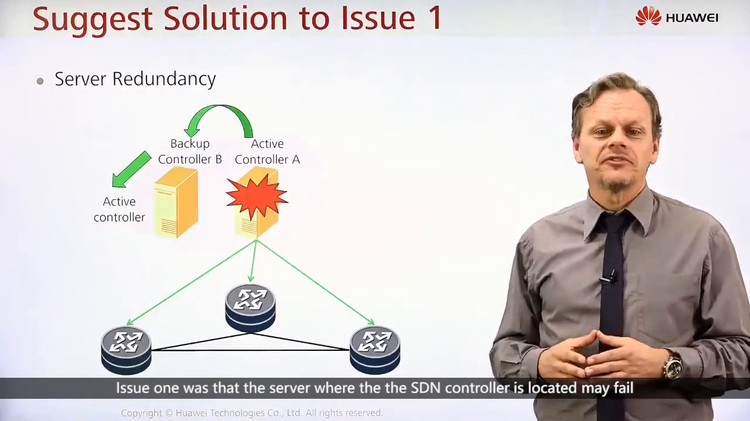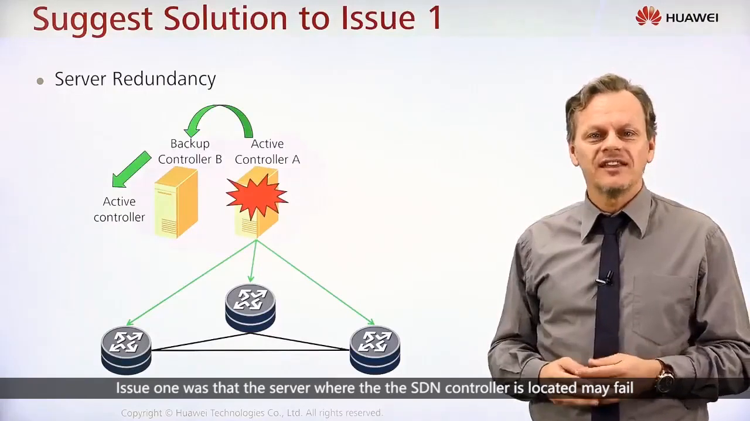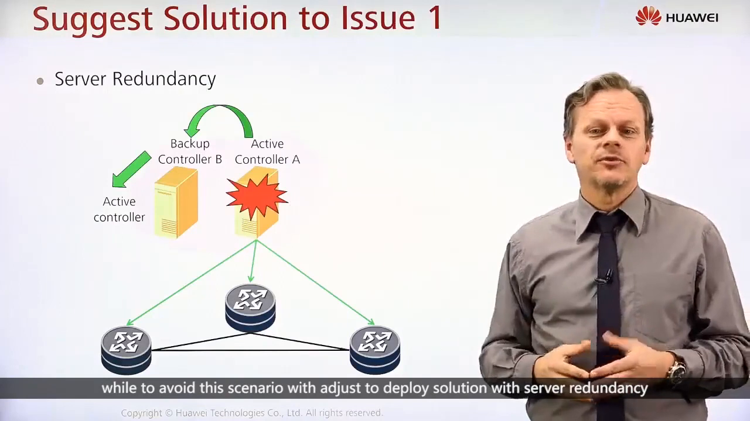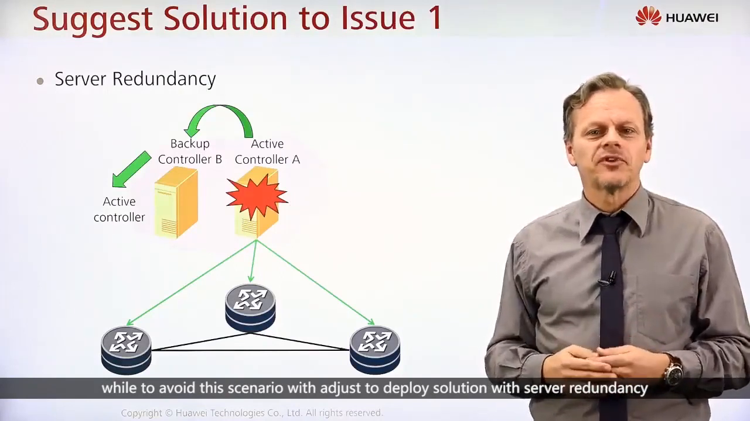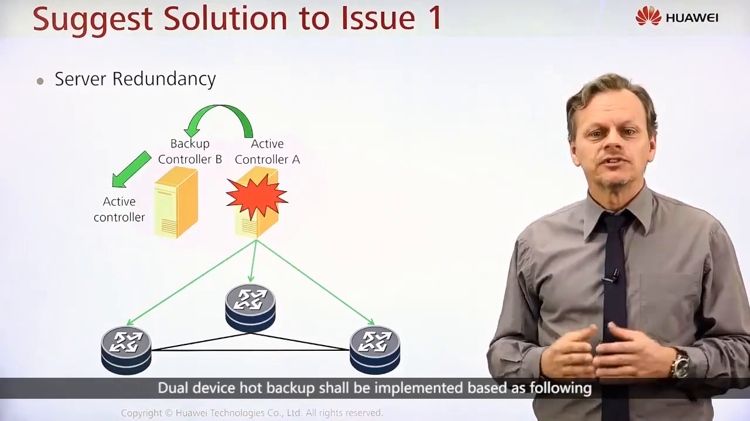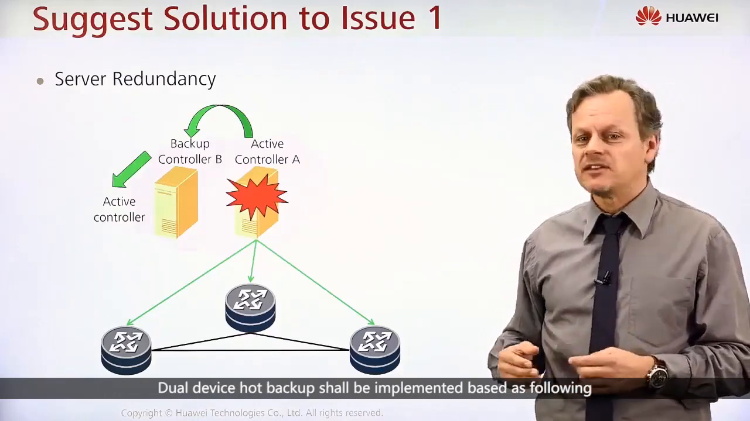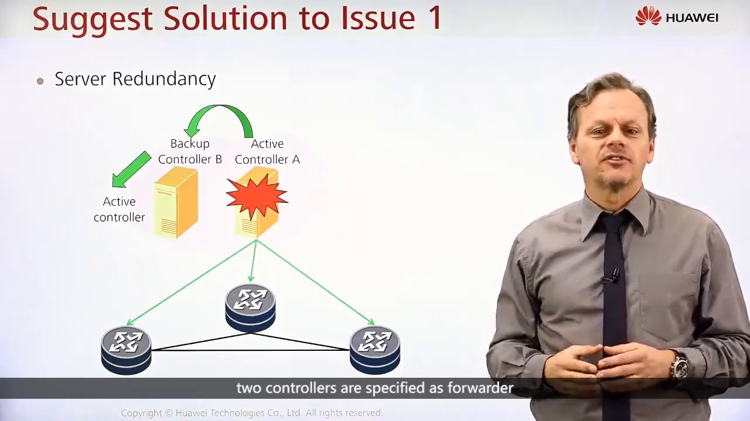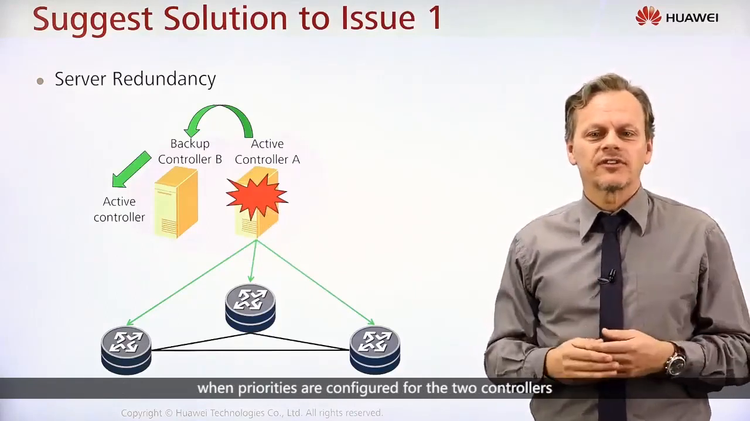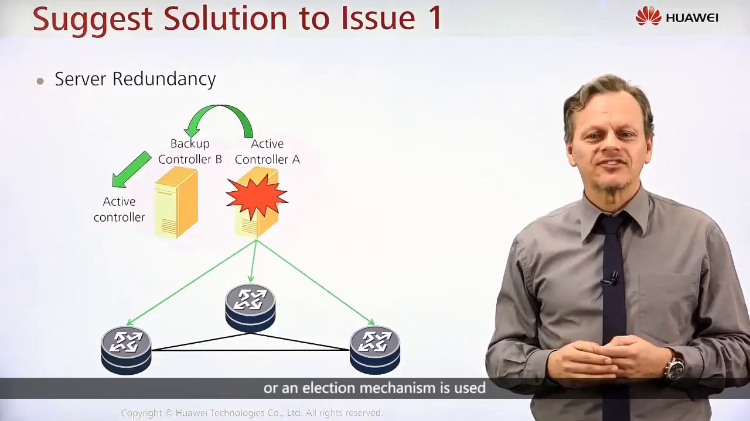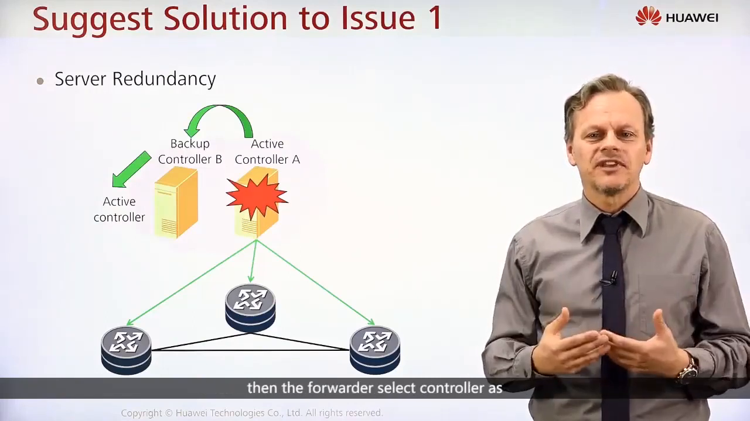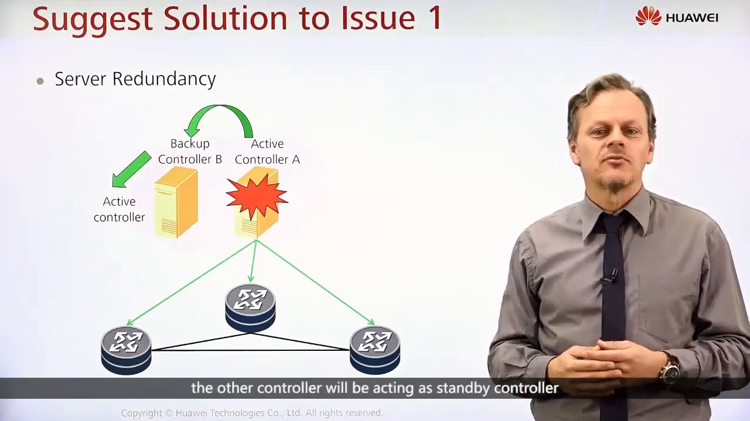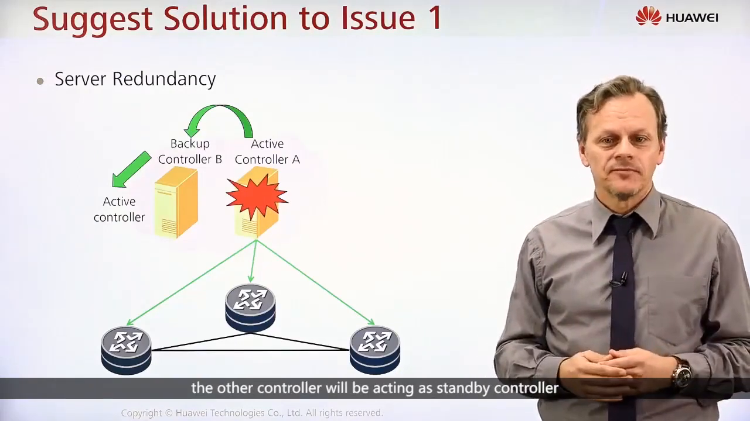Issue 1 was that the server where the SDN controller is located may fail. Well, to avoid this scenario, we suggest to deploy a solution with server redundancy. Dual device hot backup shall be implemented as following. 2 controllers are specified on a forwarder. When priorities are configured for the 2 controllers or an election mechanism is used, then the forwarder selects a controller as the active controller for service forwarding. The other controller will be acting as standby controller.